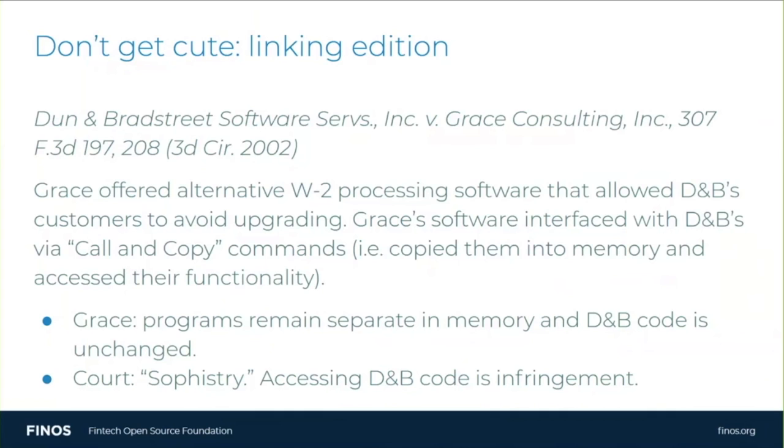And so the court refers repeatedly to call and copy commands. It's really unclear from the decision exactly what they did, but it suggests that these were commands that would run Dun & Bradstreet software, access certain functions of it, and the D&B software would return data to the Grace software. By doing this, they essentially replaced some functionality in the D&B software that had fallen behind in the previous version and allowed customers to avoid upgrading.